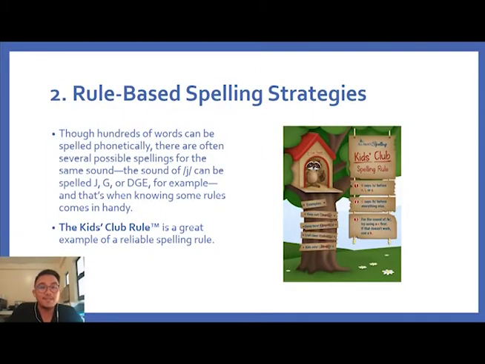Let's proceed to strategy number 2, rule-based spelling strategies. Though hundreds of words can be spelled phonetically, there are often several possible spellings for the same sound. The sound of J can be spelled as J, G, or DGE. That's when knowing some rules comes in handy. The Kids Club rule is a great example of a reliable spelling rule. To know more about the Kids Club rule, let's watch this short video.